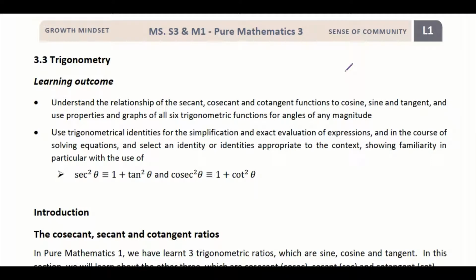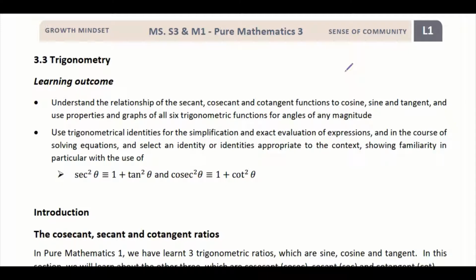Okay, hi everyone. So today will be our first lesson for the third topic, which is trigonometry. This topic is actually quite a short one as well, and we'll complete this within this week also. The content that we are going to learn is basically built on the content that you have learned previously in Pure Maths 1.